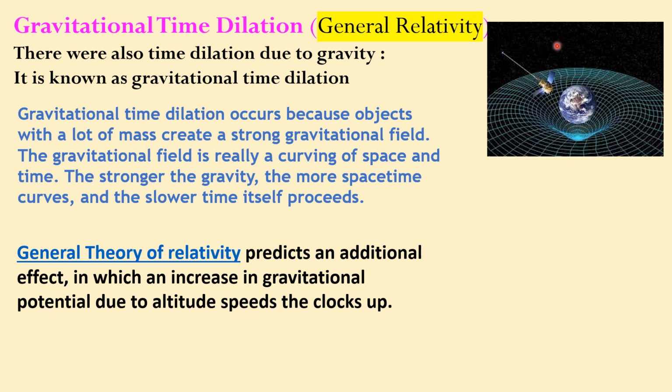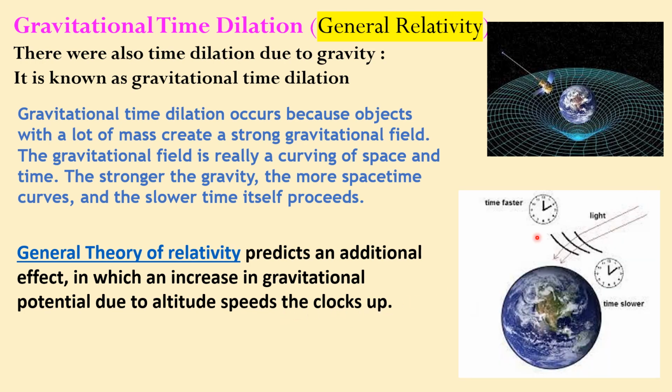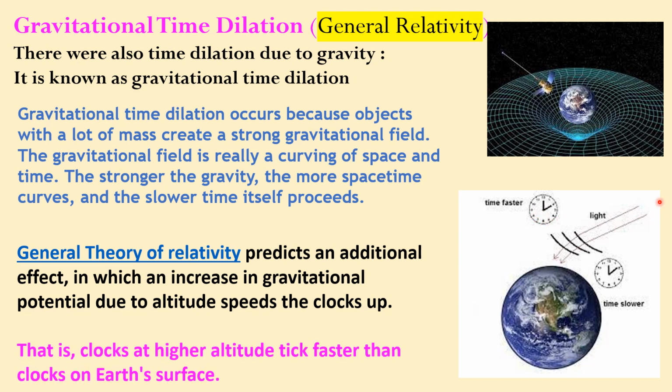And at the highest altitude, the clocks are faster. It means that on the surface of the Earth time is slower, and at high altitude time is faster. Clocks at higher altitudes tick faster than clocks on the Earth's surface. So this general relativity or gravitational time dilation we can also see in the GPS system.